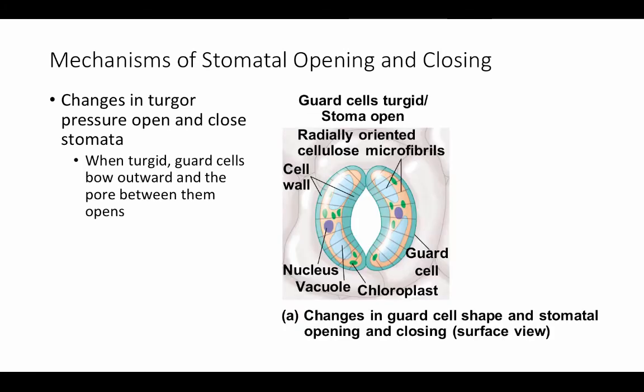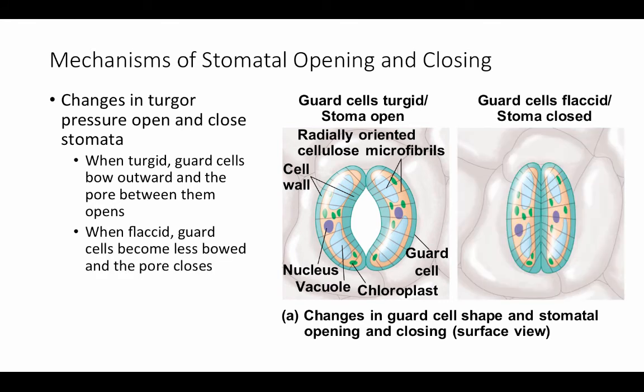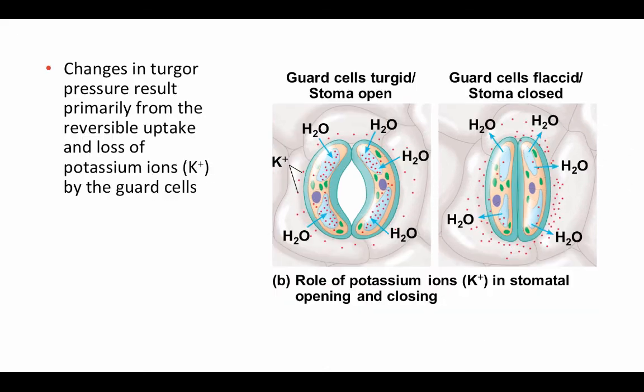So remember, this is a positive pressure. When these guard cells are turgid, they're going to tend to bow outward, and then that's going to cause the pore between them to open. So they're going to have this change of shape due to that turgor pressure that's going to open up that hole. When those cells are flaccid, the guard cells are going to lose that bowed shape and come together, and that pore will close. So what causes these changes in turgor pressure?